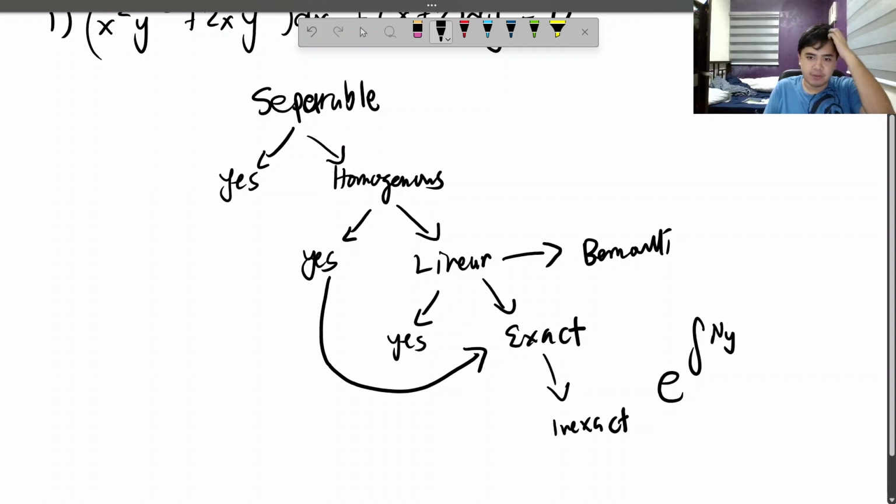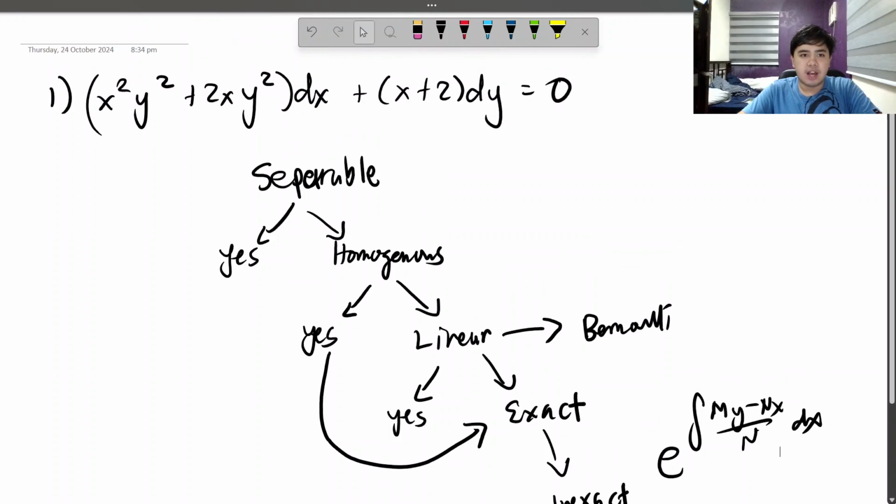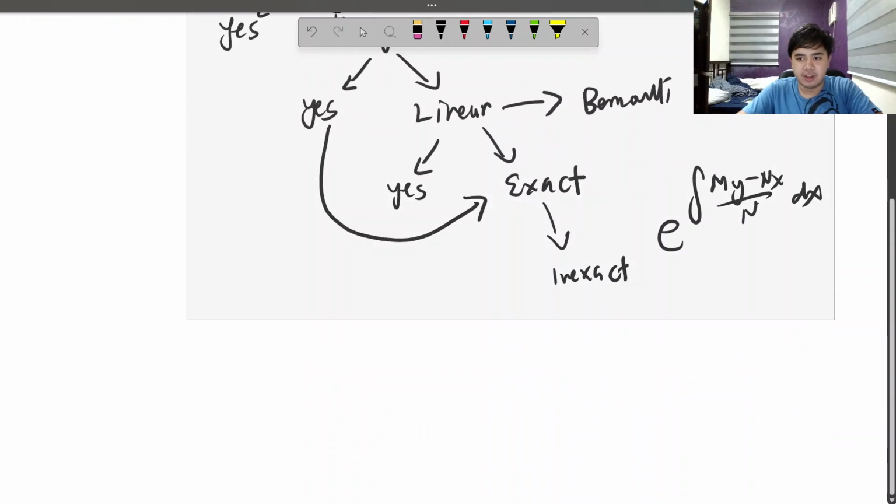If you remember from my previous video where I used this formula, let me write it down, or the other formula. So this is usually my chart. So first, I'll check if this is separable. Is it separable? You can do this by some algebra stuff. So let's try using the algebra stuff in order to find it here.